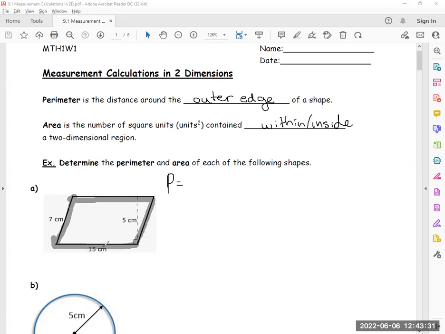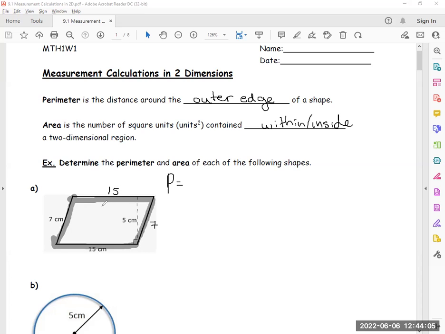How long is this edge? 15, sure. How long is this edge? How did you know that? So how do you know that they're equal? Good. There's an assumed property in parallelograms. A parallelogram means that the opposite sides are in fact equal and they are parallel. So that is also a 15.